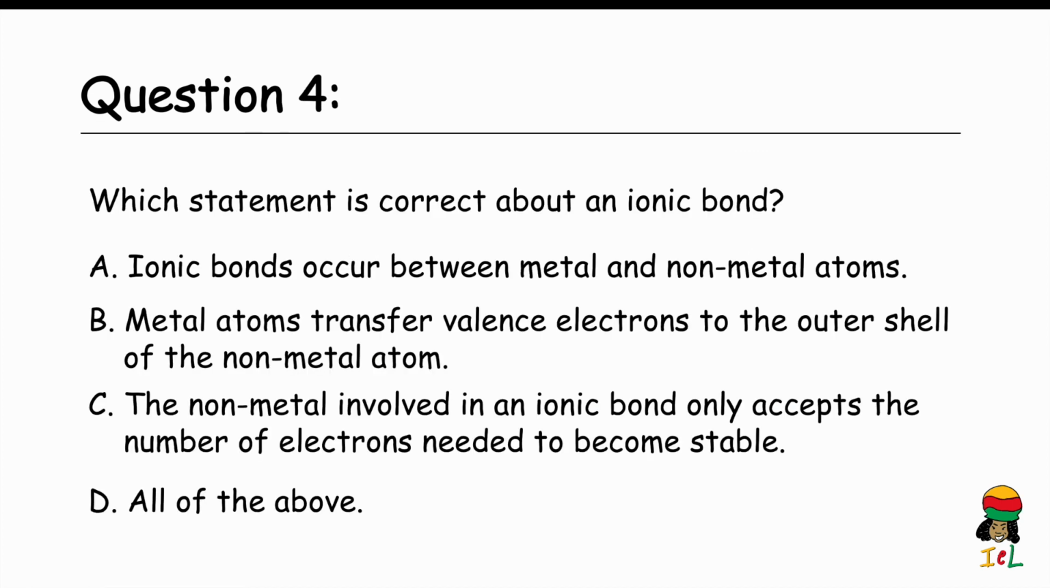Question 4. Which statement is correct about an ionic bond? A. Ionic bonds occur between metal and nonmetal atoms. B. Metal atoms transfer valence electrons to the outer shell of the nonmetal atom. C. The nonmetal involved in an ionic bond only accepts the number of electrons needed to become stable. D. All of the above. The answer is D. All of the above statements are correct about an ionic bond.